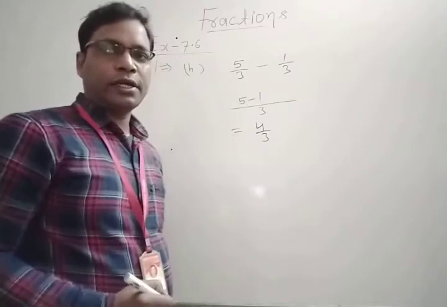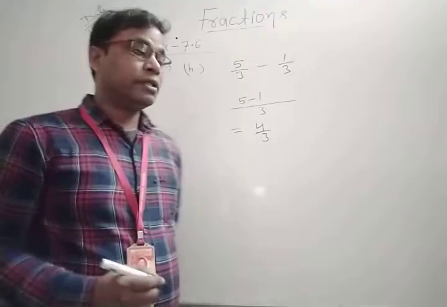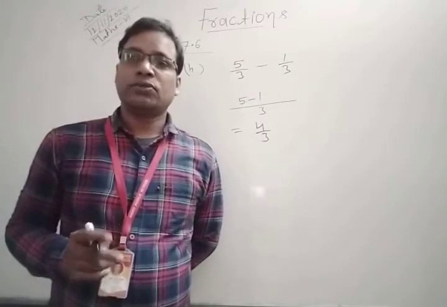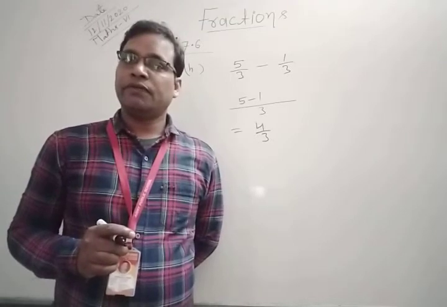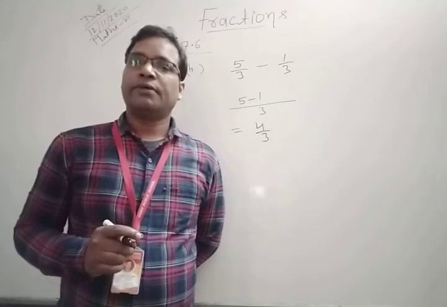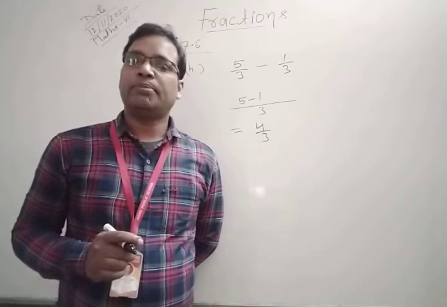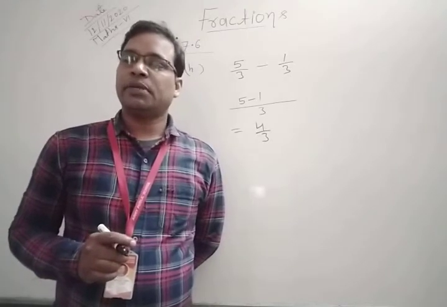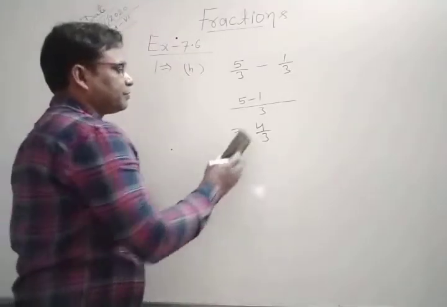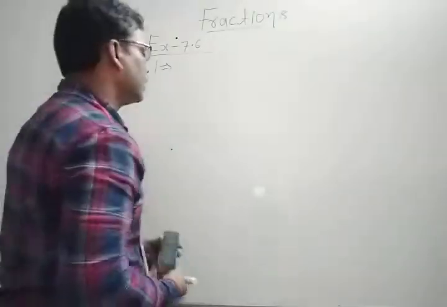Okay, so students, I hope all have understood this question. Such type of question, when 2 or more fractions are given and they are like terms, their numerators will be added or subtracted. Now we are going to discuss the next part. This is the I part of question number 1. I part is 2 by 3 plus 3 by 4 plus 1 by 2. Let's see how to solve this part.